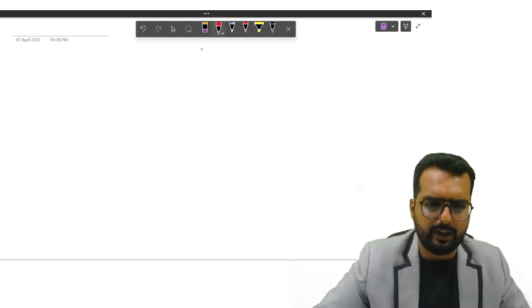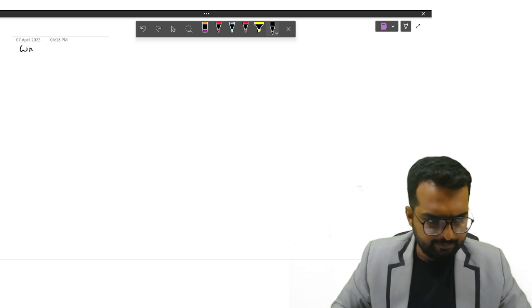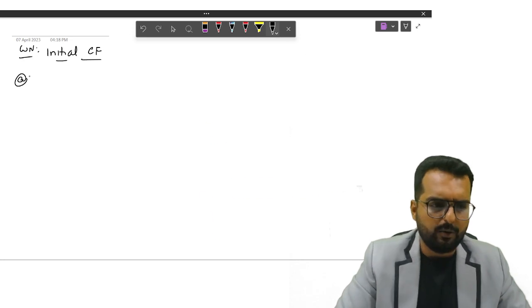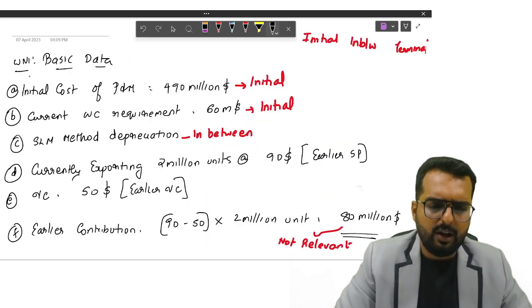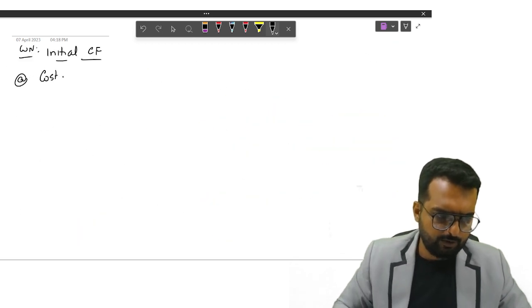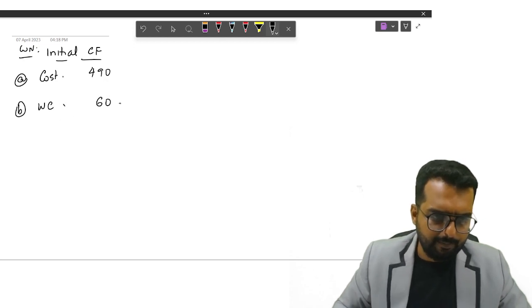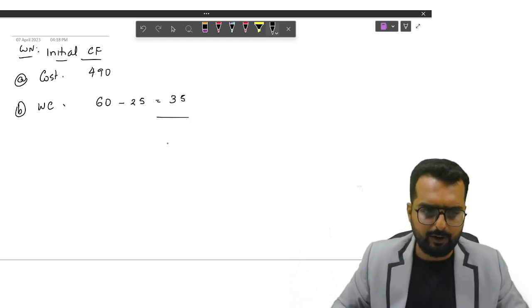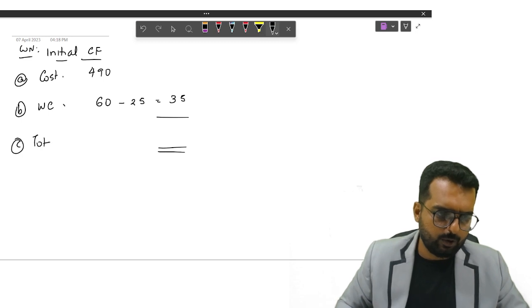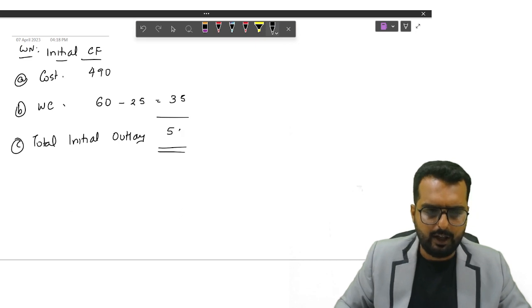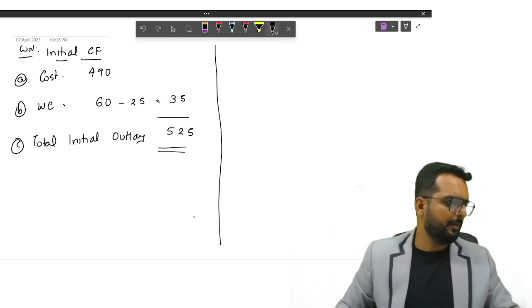Now I'll write down the next working note. Initial cash flow. So here I'll write down point number A, that will be 490 and 60, correct? So cost 490, working capital 60 will come, minus 25 will come, because 25 you release in US also, right? So net effect will be only 35. So your total initial outlay will be 525. Everybody clear with this part?